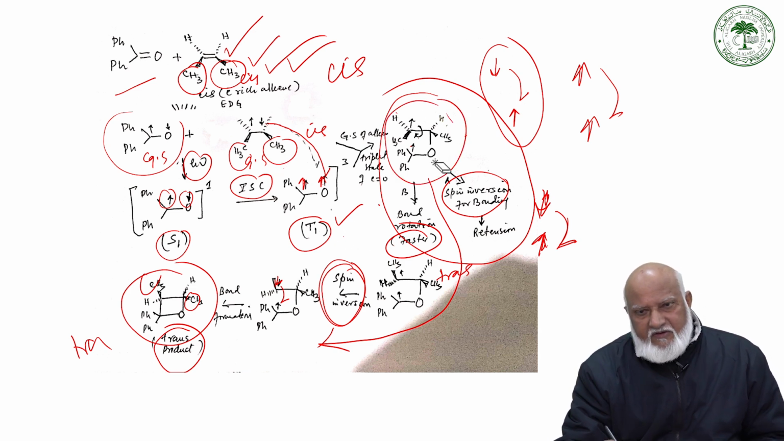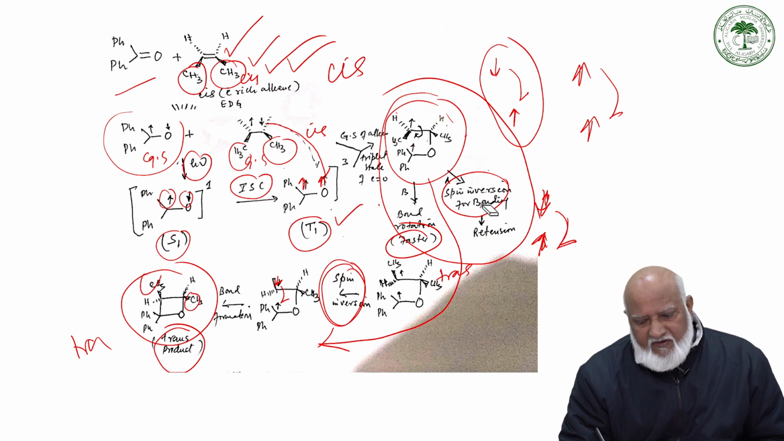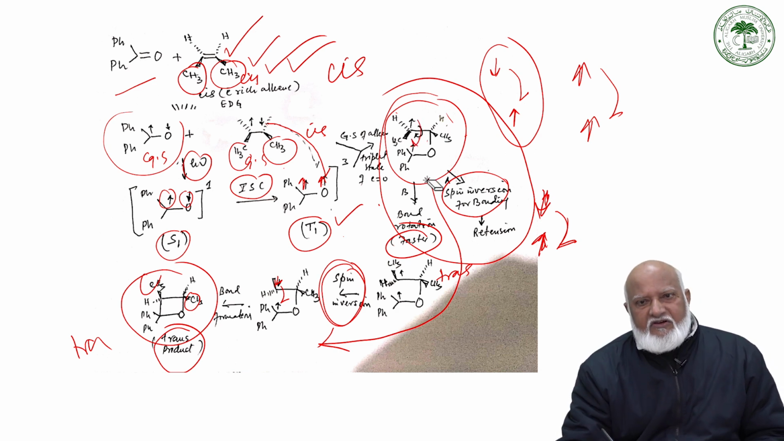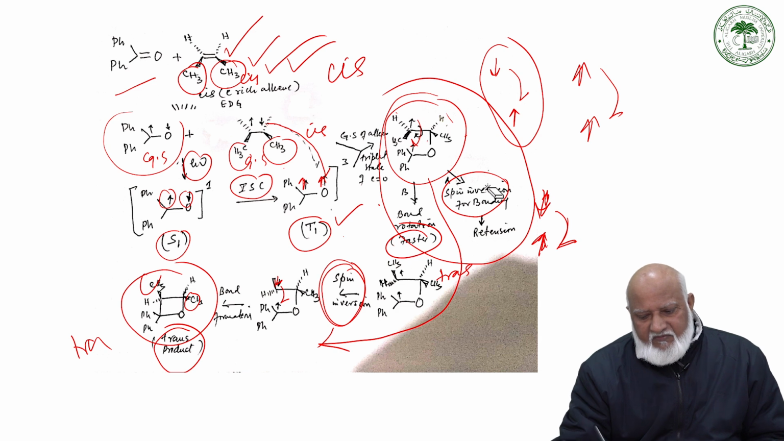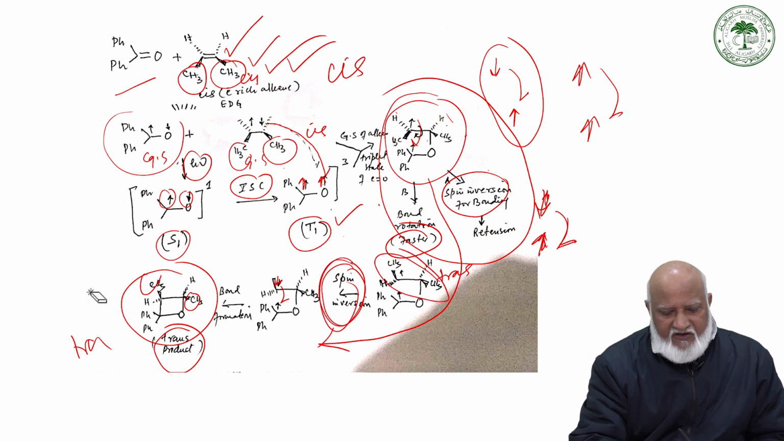And to get this intermediate out, there are two pathways open here. One is spin flip and then bond formation, or bond rotation and then spin flip. And it has been found that bond rotation is much faster than the spin flip. So before it goes to spin flip, to go to the other orientation of the spin, it undergoes bond rotation, change in stereochemistry, then spin flip, and then forms the product.